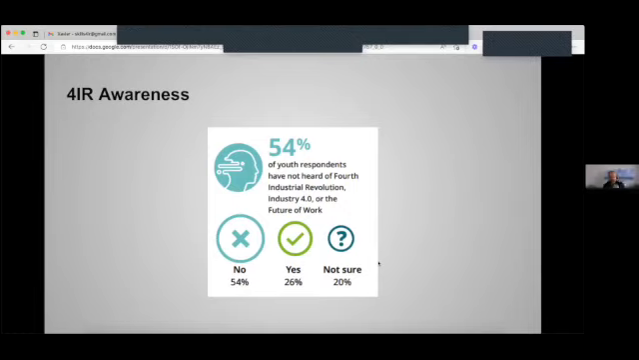Okay, so now some interesting stats. This comes from the same study by Deloitte that I wanted to share with you. They were asking questions to the youth, and as a matter of interest, you'll see in the latest slide, the youth came across the whole continent. You will see from each continent there were youth involved from different ages in the research. And the question was asked to youth respondents, have they heard about the fourth industrial revolution or the future of work? And 54% have never heard about it before. 26% knew about it, and 20% were not sure.